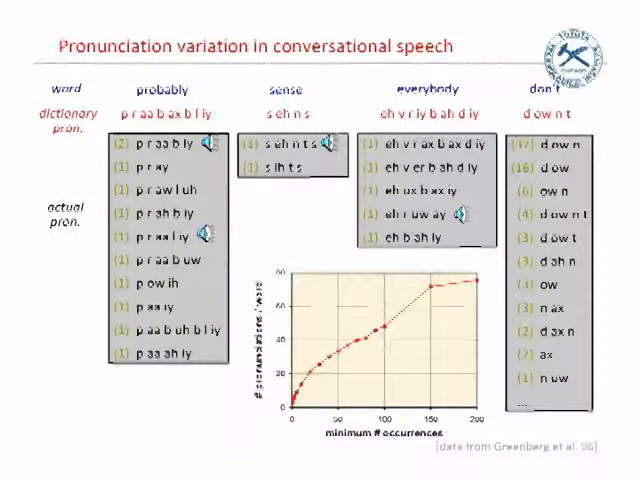Okay, so why is pronunciation variation a problem? Let me just give you a few examples of what pronunciation variation looks like in conversational speech. What I'm showing here is four words: probably, sense, everybody, and don't. Their dictionary pronunciations are in red, like you might find in any standard pronouncing dictionary, and then all of their actual pronunciations as transcribed by a phonetician in a particular conversational speech database.